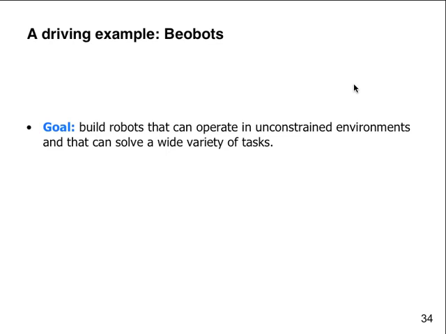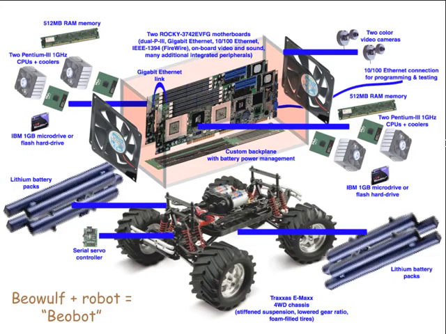So I'm going to give you an example to kind of conclude with chapter 1 of the book. That's going to go into a driving example. And this kind of puts the pieces together and talks about environments, goals, purpose, and some of the things I'm going to be bringing up in the next lecture. So the goal of this particular project, and this is a driving example for Bebops, is kind of an old project that was done at University of California. So the goal here was to build robots that can operate in an unconstrained environment that can solve a wide variety of tasks. So we have all the pieces and the components, and this is where computer science comes into play. So we can create a Bebop by a Beowulf plus a robot.